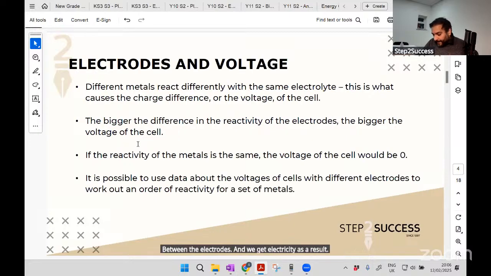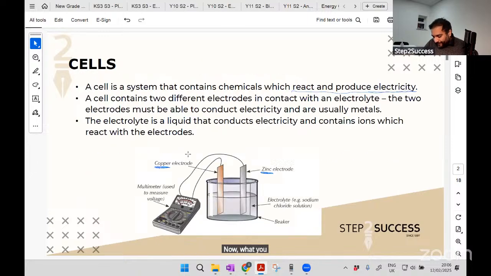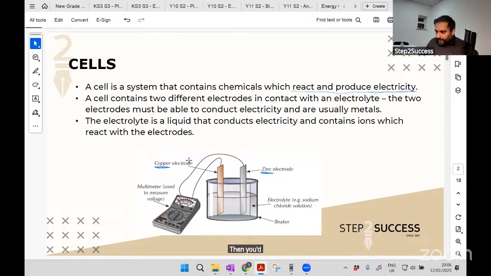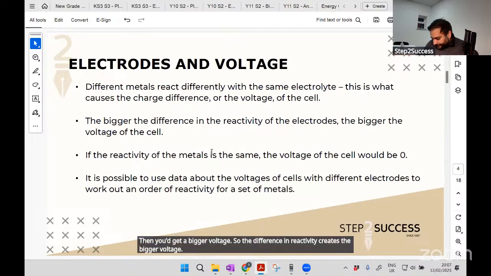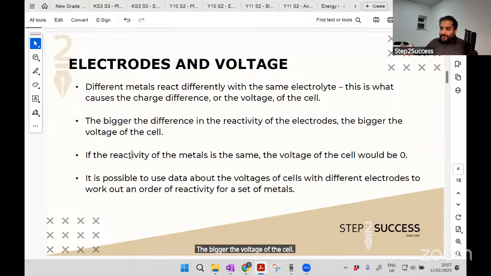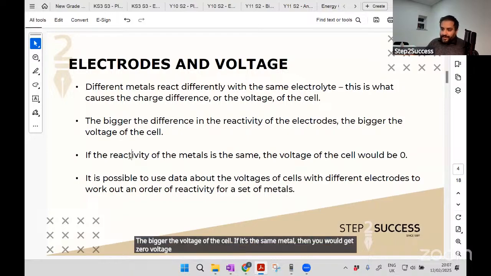Now, what you need to realize, before I read the rest of this, is that the difference in reactivity between these two metals results in a bigger voltage being produced. So if zinc is very reactive, way more reactive than copper, then you'd get a bigger voltage. So the difference in reactivity creates the bigger voltage. As it says here, the bigger the difference in the reactivity, the bigger the voltage of the cell. If it's the same metal, then you would get zero voltage because their reactivity is exactly the same.